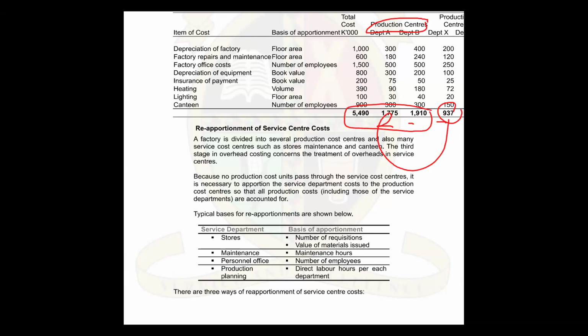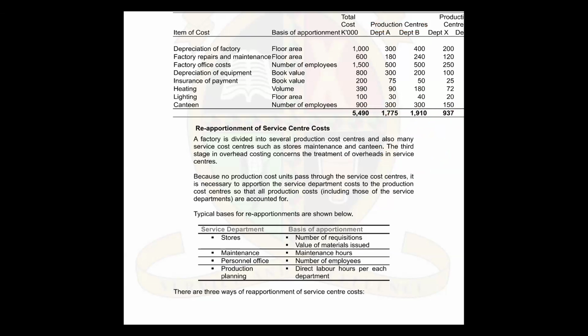Now, the process of getting the cost from the service departments or supporting departments into the production departments is what you call overhead reapportionment. Did you get that? What we did at first was called apportionment, but again, you have to do what you call reapportionment: basically getting the total costs in the service or supporting departments to find their way into the production departments. So that's what we are doing now, the reapportionment.